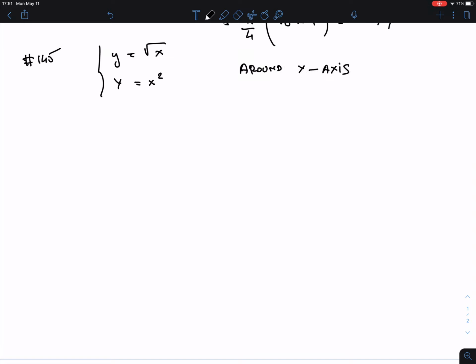Around the y-axis, of course, that's what I meant. So what we now need to do is find the intersection points. Step 1: we need the intersection points.